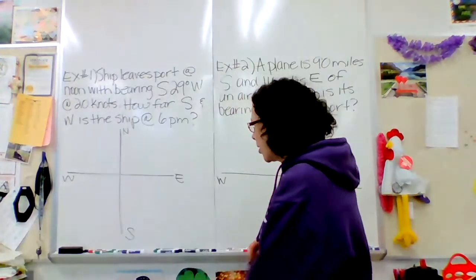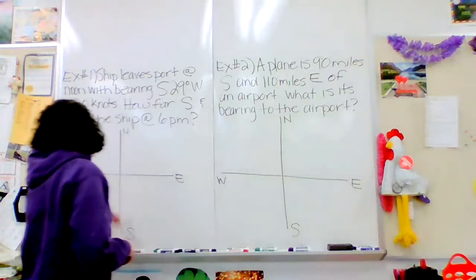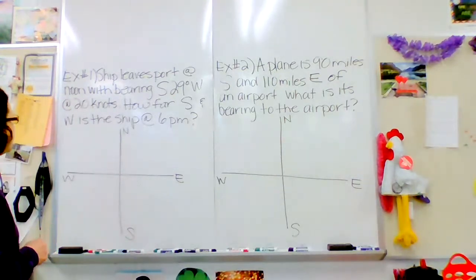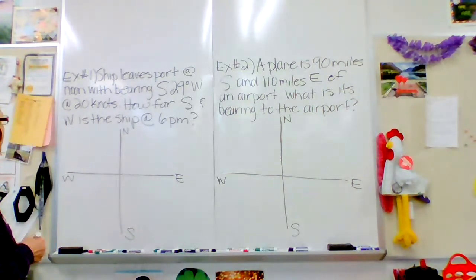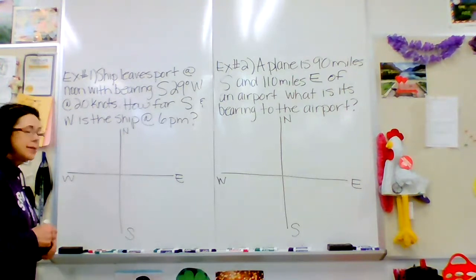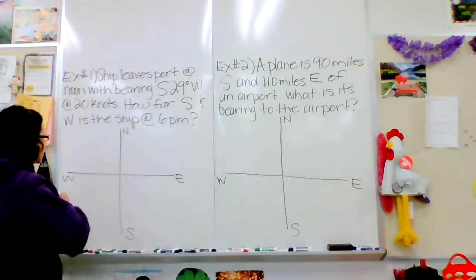And here are our two examples. Number one, a ship leaves port at noon with a bearing of south 29 west at 20 knots. How far south and west is the ship at 6 p.m.? So let's take a look.